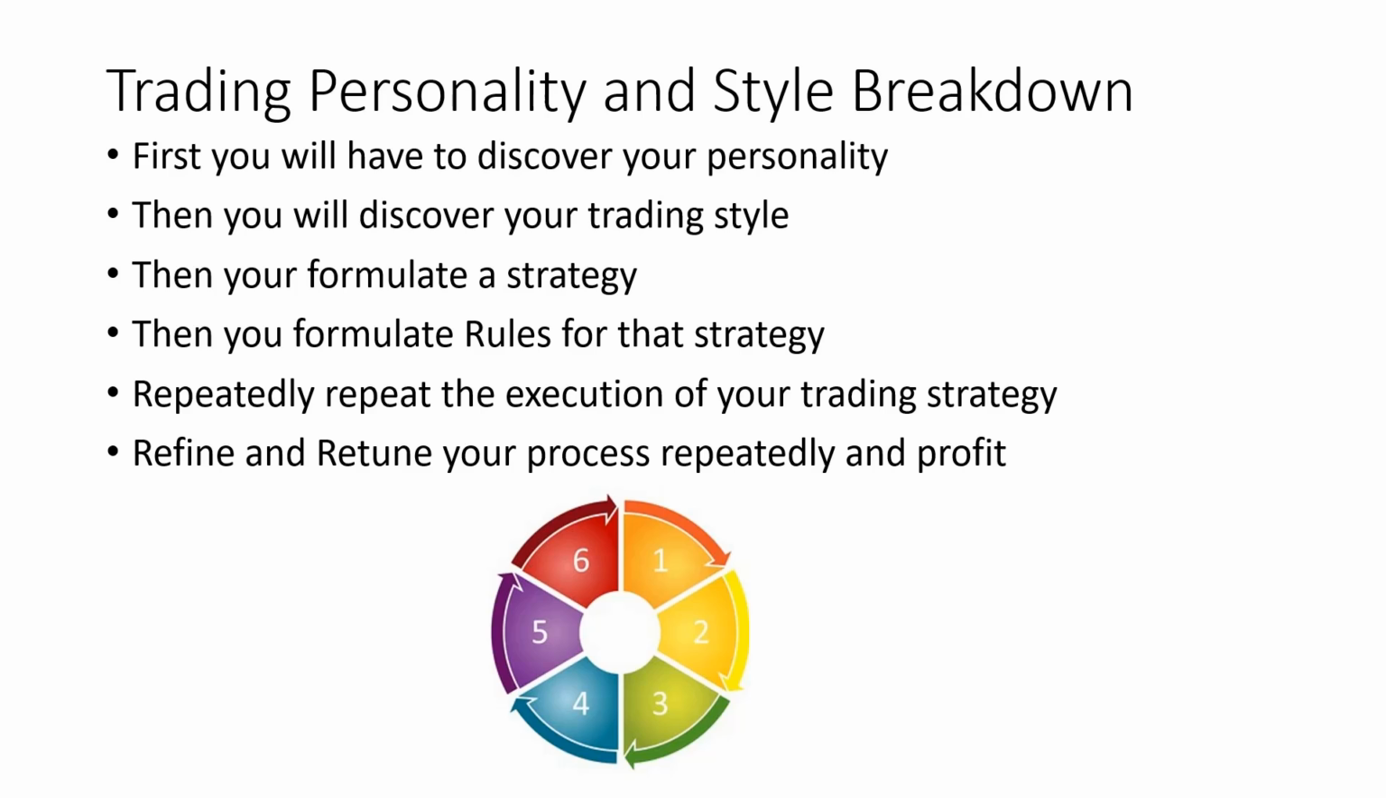Once you've gotten that taken care of and you know your style, you know your personality, then you're going to start to be able to formulate a strategy. Okay. Once you formulate a strategy, then you're going to be able to set rules for that strategy that you follow. Now, once you've got rules set for that strategy, then you're going to be able to repeat and execute that trading strategy over and over again. And the sixth thing that you're going to be doing is just refining and retuning your process repeatedly and profit. And that's when compounding comes into play. Okay. And that's just it.